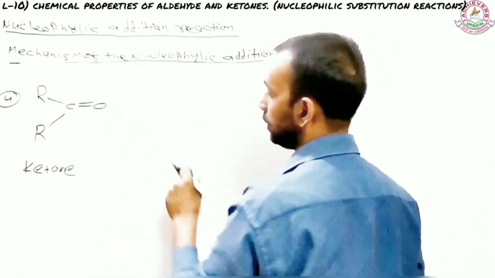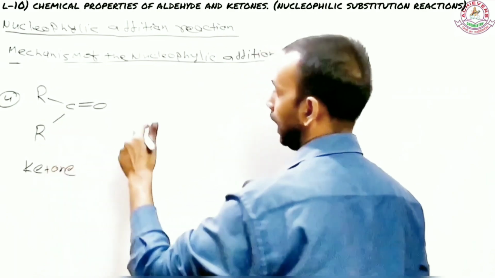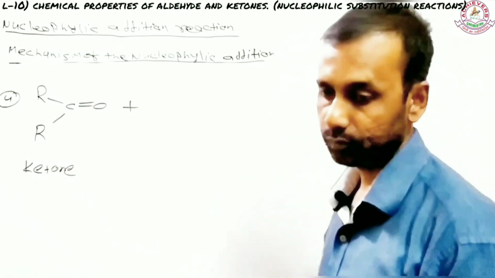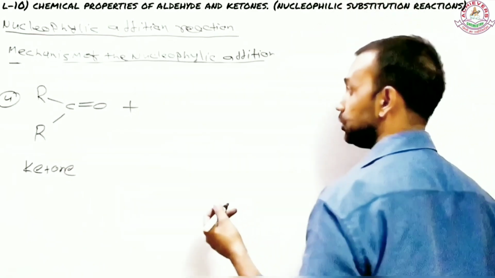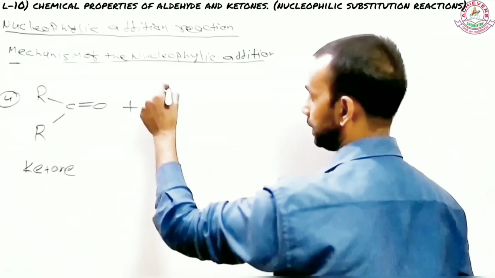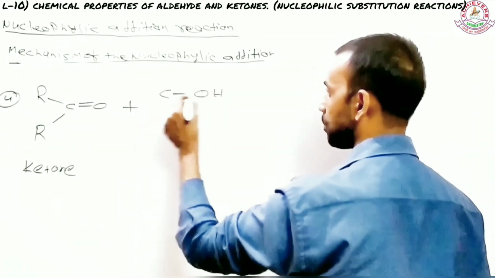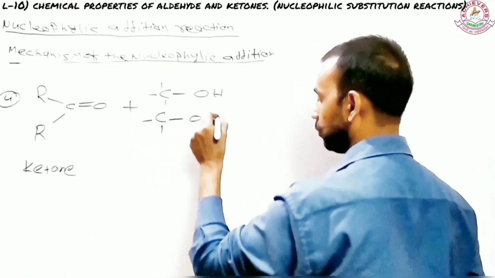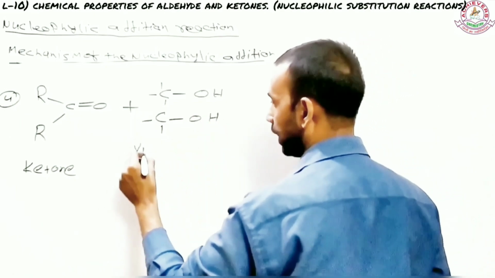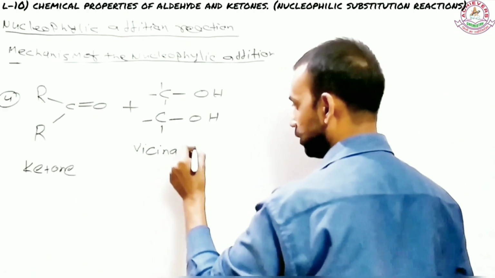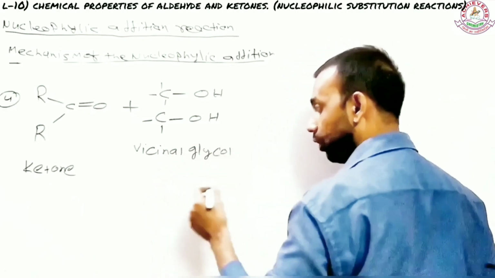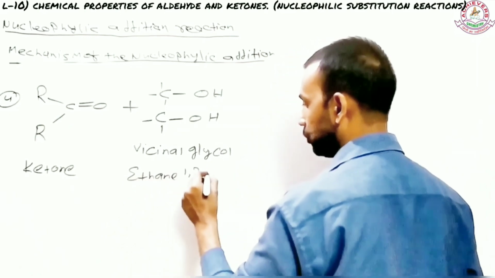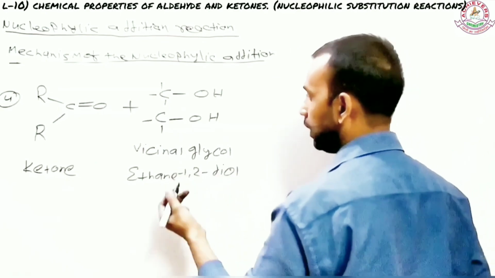So what I'm doing right here, I'm reacting this ketone with ethane 1,2-diol. Let me write this: CH2OH, CH2OH. What is this called? This is called vicinal glycol. Or you can write ethane 1,2-diol. I hope you understand.